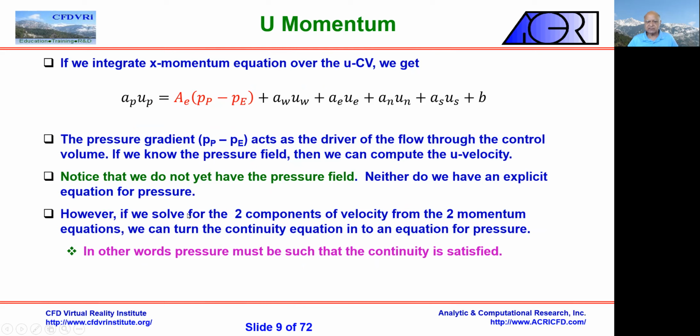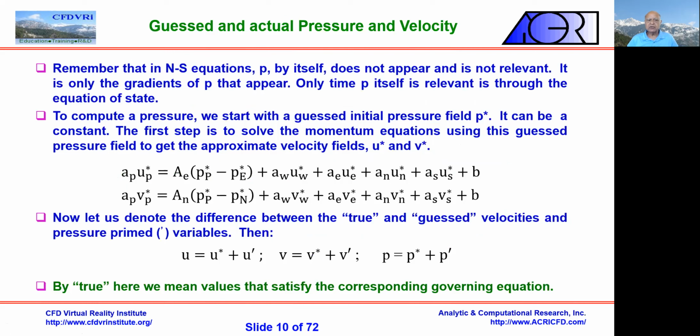We do not yet have the pressure field itself, right? There's no explicit equation for pressure. All we have is an extra equation for continuity, because velocities are computed from momentum equations. So let's use that. Remember in the Navier-Stokes equations, pressure by itself does not appear. It's not relevant; I could have any base pressure and it doesn't change. It's only the gradients dP dx, dP dy, dP dz that appear. For compressible flow, of course, pressure will appear through the equation of state in the density, but otherwise it doesn't appear.